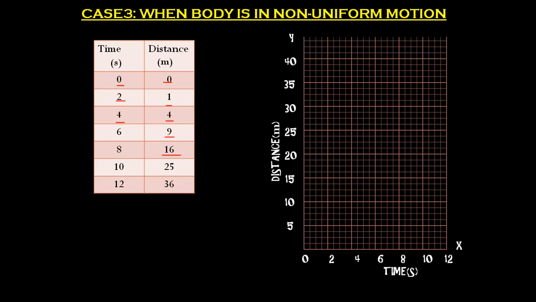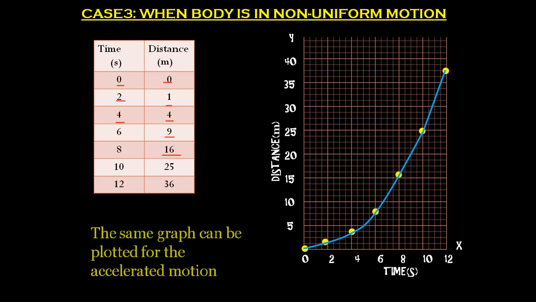Time is again taken along x-axis and distance is taken along y-axis. Now we will plot the points one by one. And after joining the points, we will get the graph. So the graph of non-uniform motion is a non-straight line or a curve. The same graph can be plotted for the accelerated motion. अगर non-uniform motion है या हमारा accelerated motion है, दोनों के लिए we can draw the same graphs.